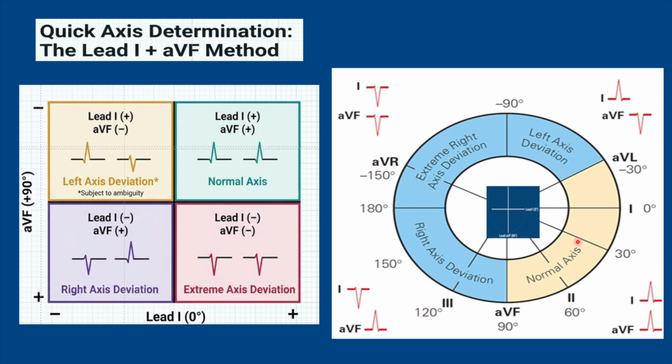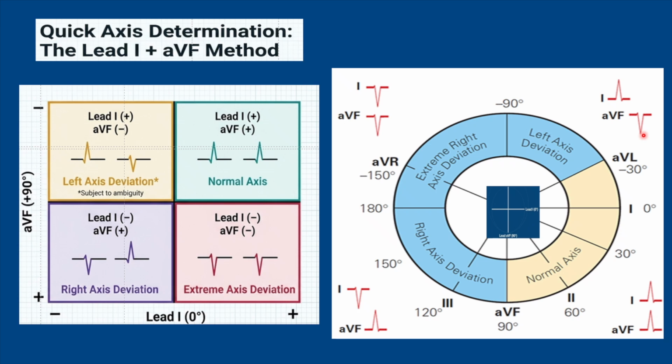So as you can see, it is straightforward. If the QRS complexes in lead 1 and AVF are both positive, this means normal axis. If both are negative, this is extreme axis. And then right and left axis depends on one being positive and one negative in lead 1 and AVF.